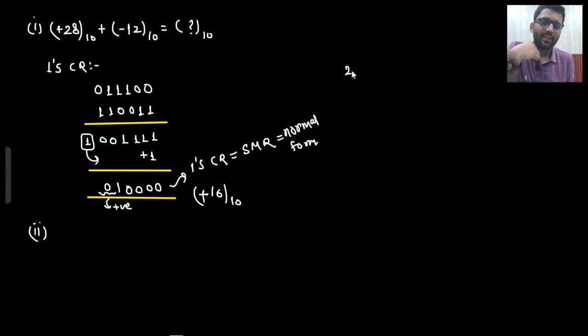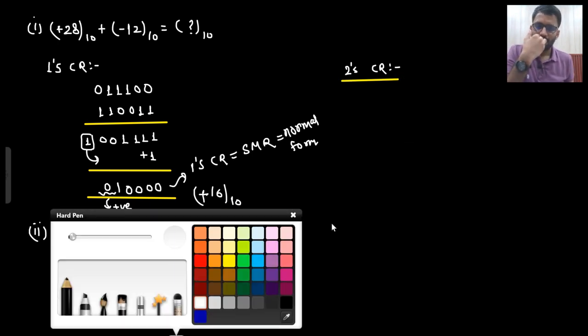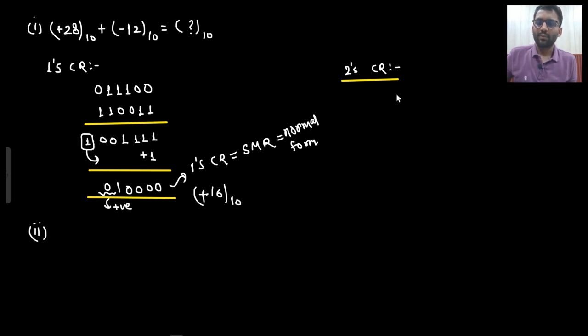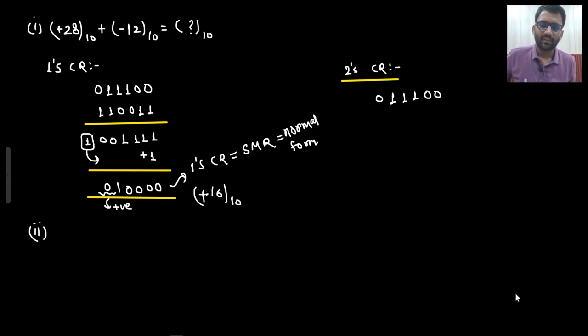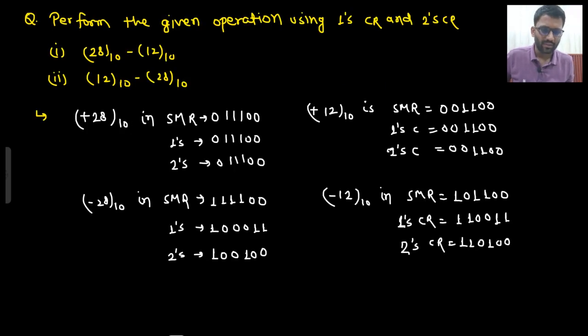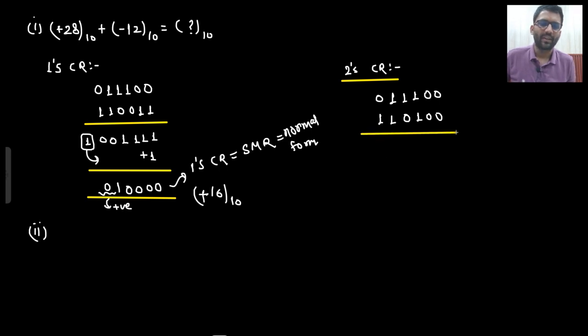Now let's do it in 2's complement representation. So the 2's complement of plus 28 will be the same as the 1's complement. And what about minus 12? That would be 1 1 0 1 0 0. Let me check it back. 1 1 0 1 0 0. Now you need to perform the addition.